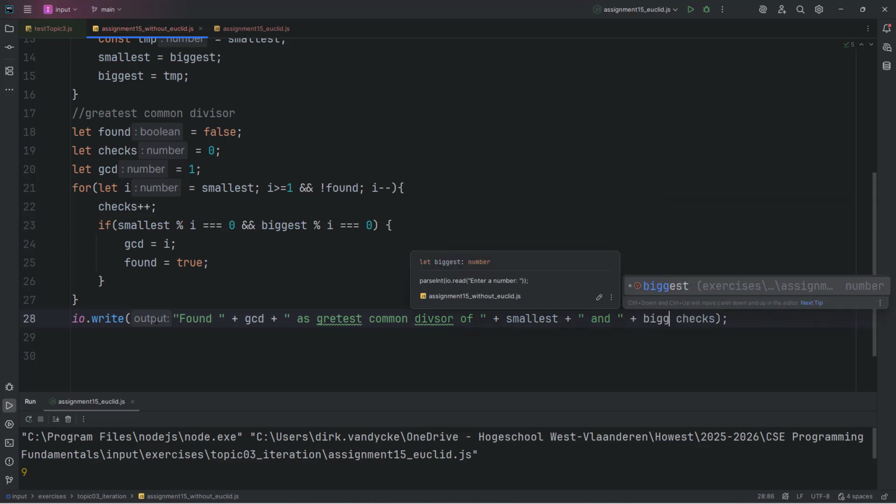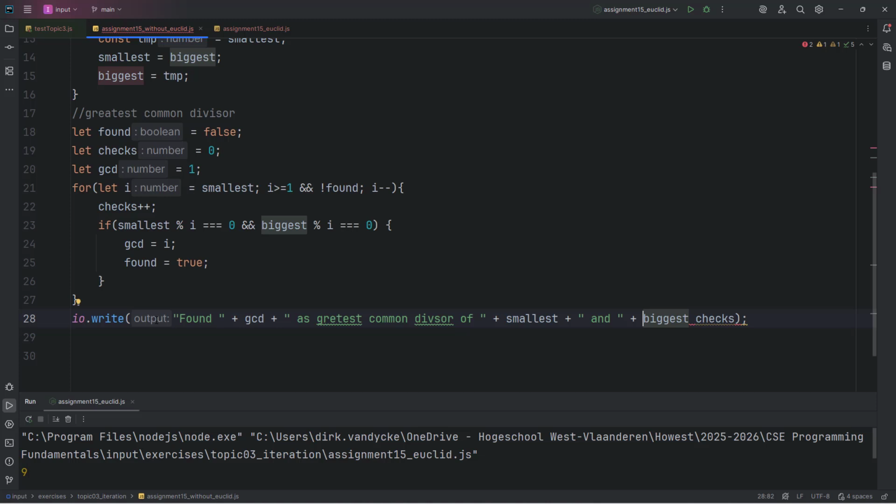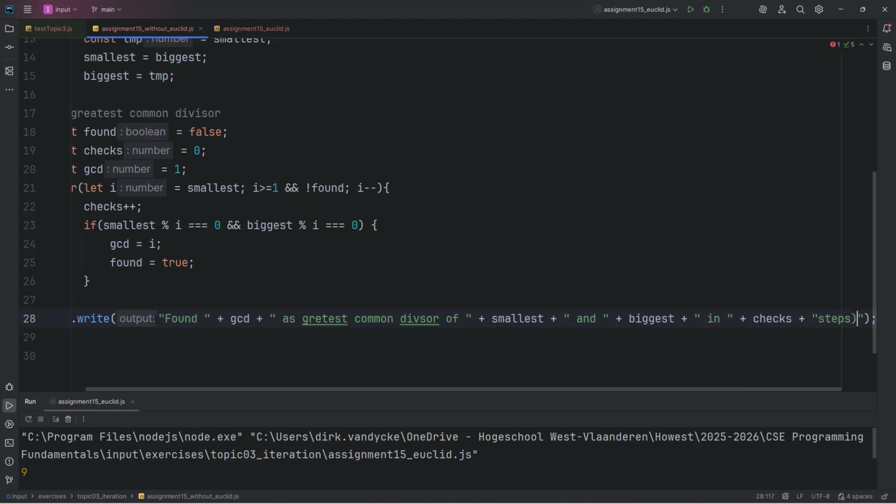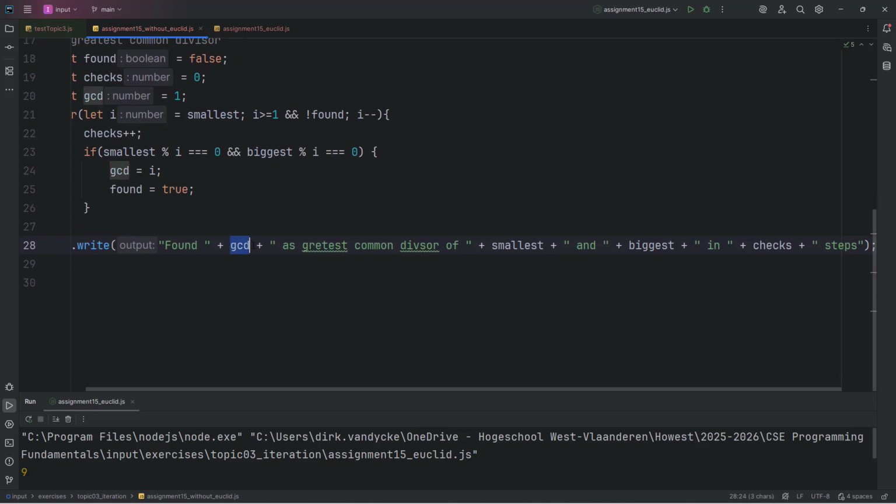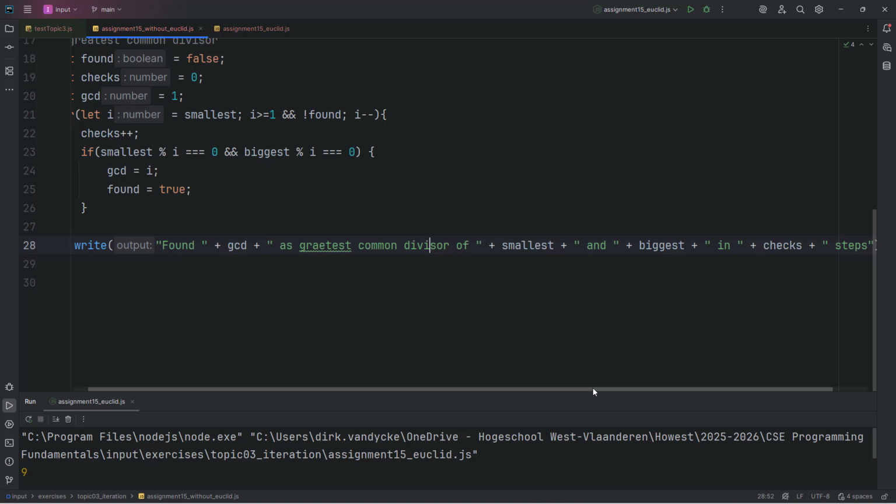Biggest. I'm just making a little report here. Of course I need to use biggest, and then in some number of steps, so in checks plus steps. Okay, so I've found 9 as greatest common divisor of those big numbers in some number of checks.